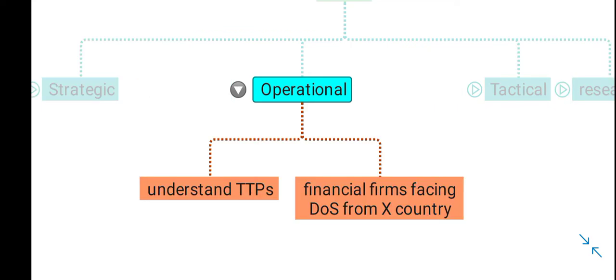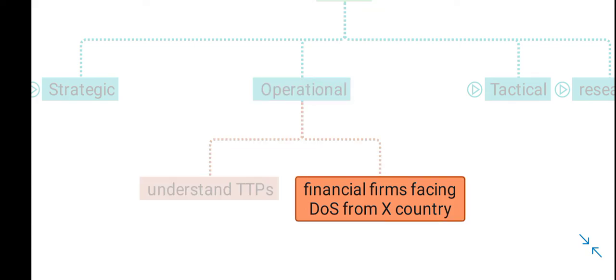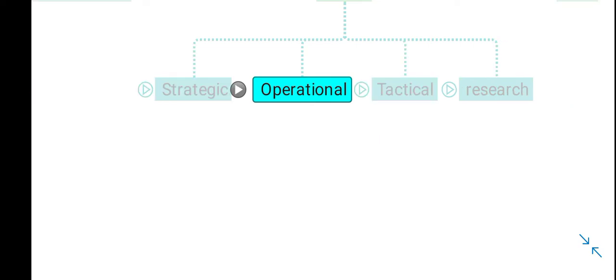Then there is operational cyber threat intelligence. The purpose is to understand the tactics, techniques, and procedures of the adversary or the attacker. For example, overall, you can find this trend that the financial firms are facing denial of service attacks from a particular country. So this is operational threat intelligence.